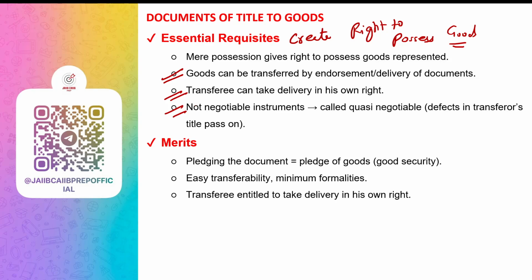Merits involve easy pledge. So by pledging the document, the underlying goods are pledged. Transferability is one of the merits. So simple endorsement or delivery transfers the goods. Transferee can claim delivery directly, and then the formalities involved are very less, so it is easy to use as a security.